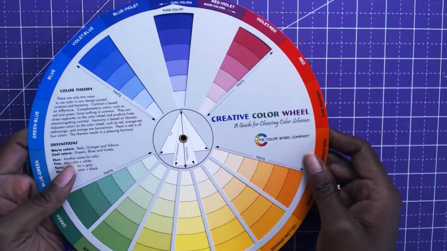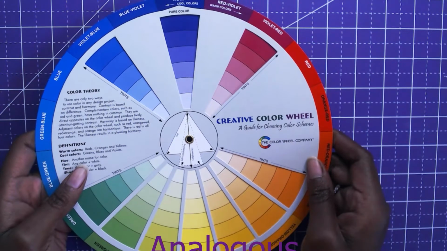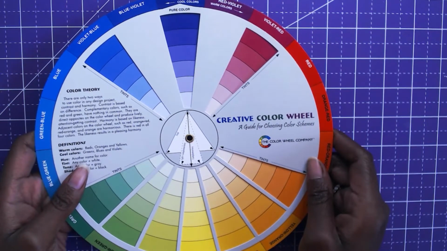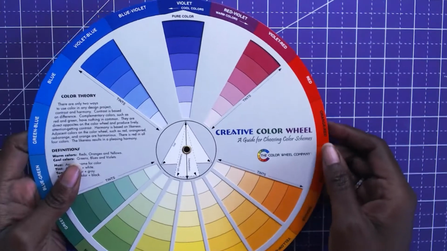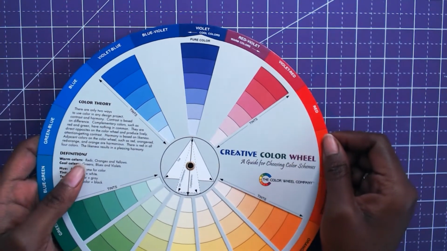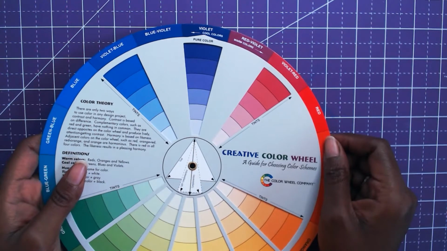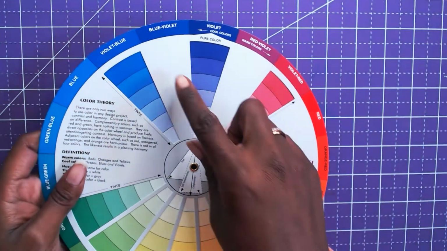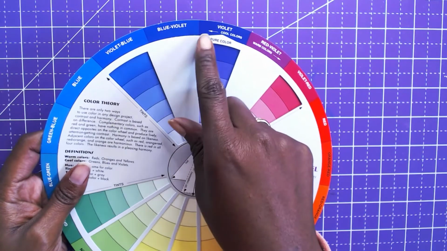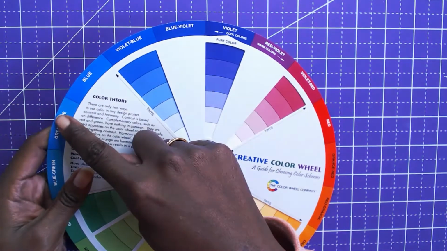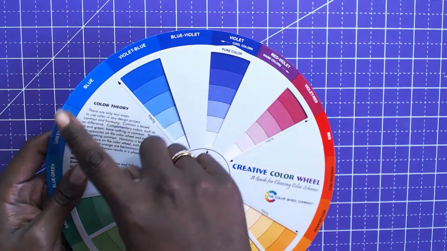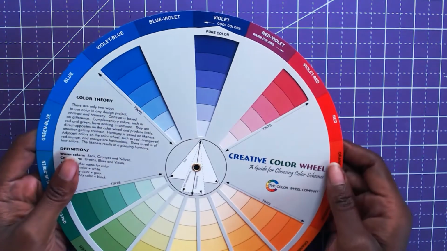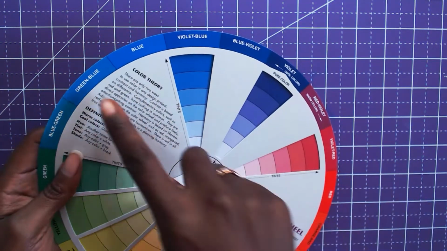Then we have the analogous colors, which are three colors next to each other on the color wheel. These colors are colors such as blue-violet, blue, and blue-green, which is one example of an analogous color scheme. Let's take a look at my wheel and find our analogous colors.